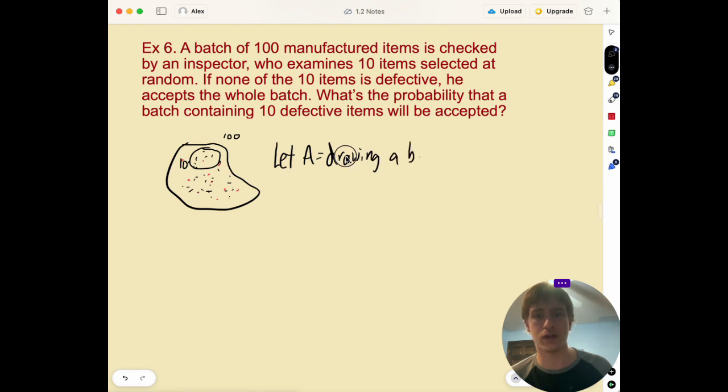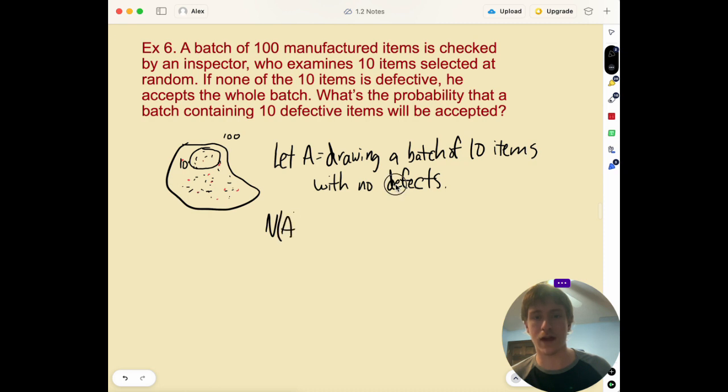Okay, so I'm going to go ahead and let the event A be drawing a batch of 10 items with no defects. Or in the language of what we just talked about, we want a subpopulation with 10 good items and 0 bad items. All right? So remember, probability is the number of ways A can occur divided by the total number of outcomes.